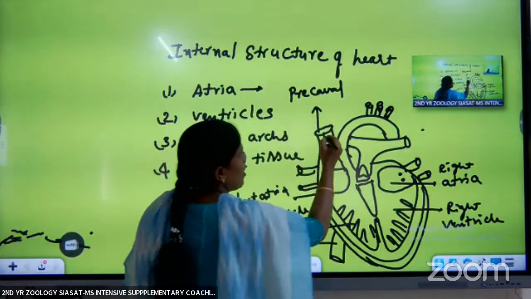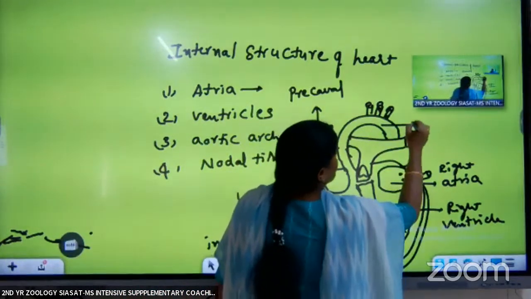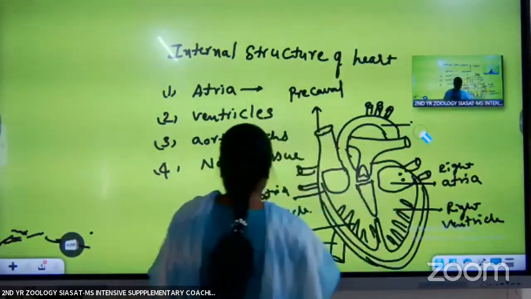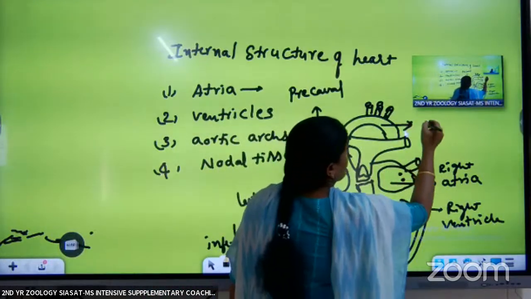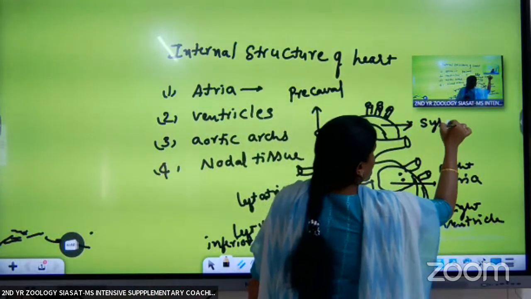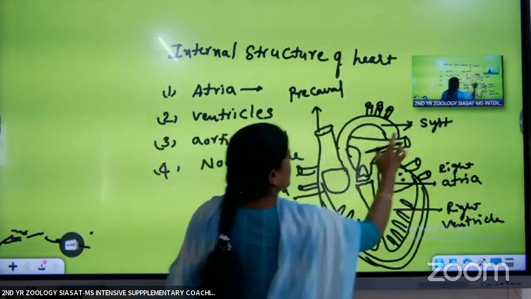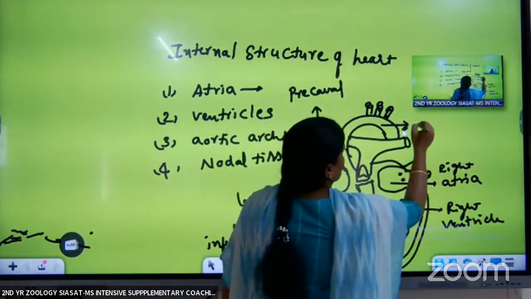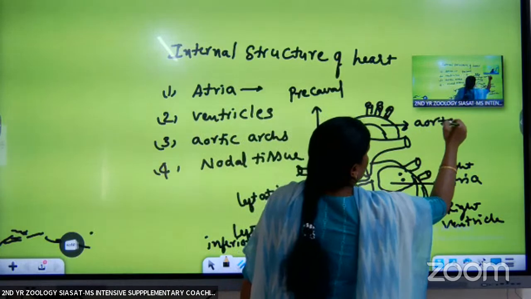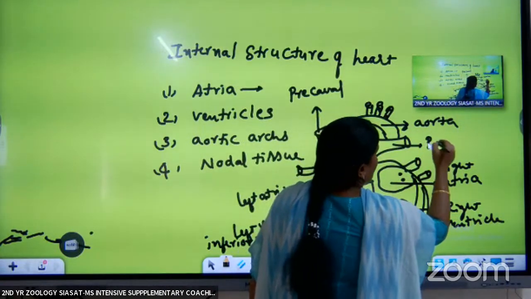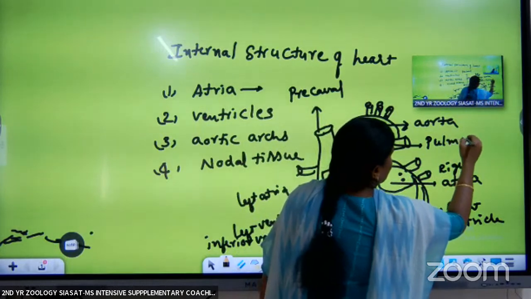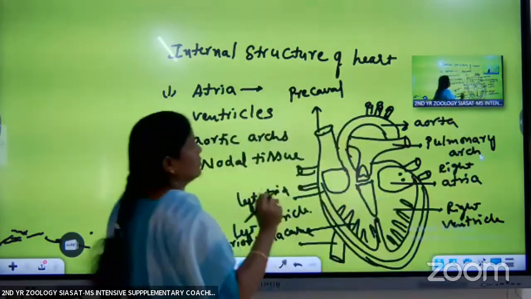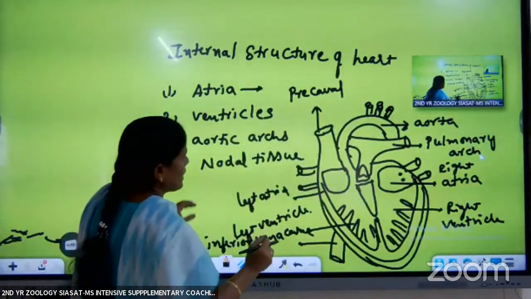Next, here are the arches. This one is called the systemic arch, also called the aorta. Otherwise you can write it as aorta. This one is called the pulmonary arch, the pulmonary artery. Here, this is the internal structure of the heart.